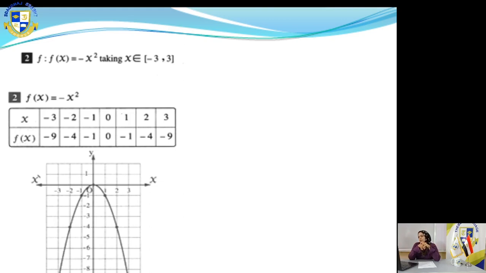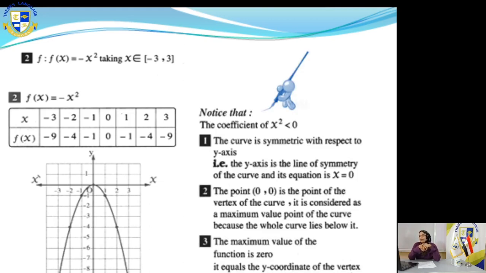We have here also some notes. The coefficient of x power 2 is smaller than 0. The curve is symmetric with respect to the y-axis. Number 2: the point (0, 0) is the vertex of the curve. It will also be the vertex of the curve. Number 3: the maximum value of the function is 0. Then we will move to slide number 9.